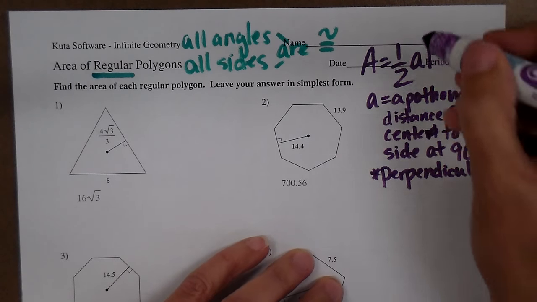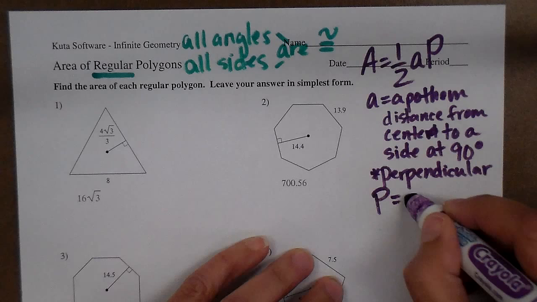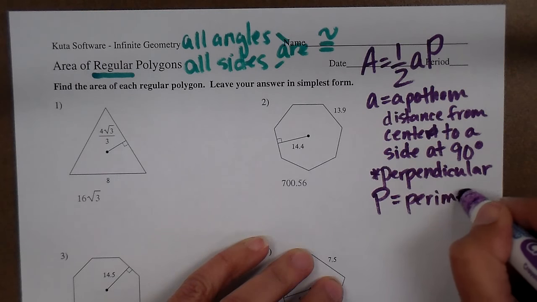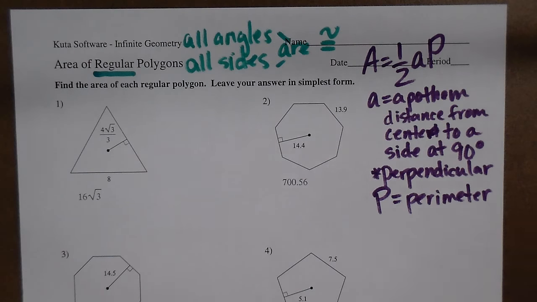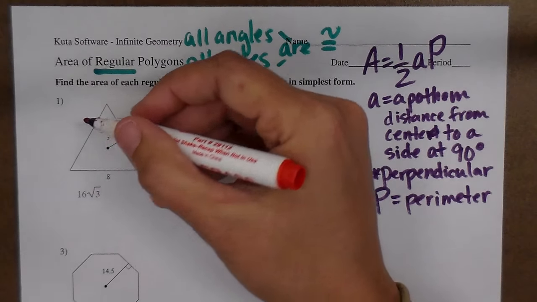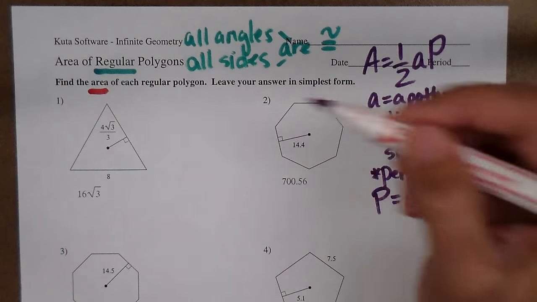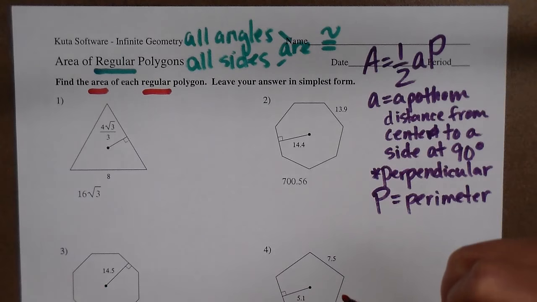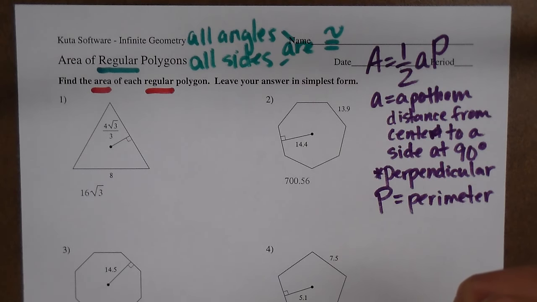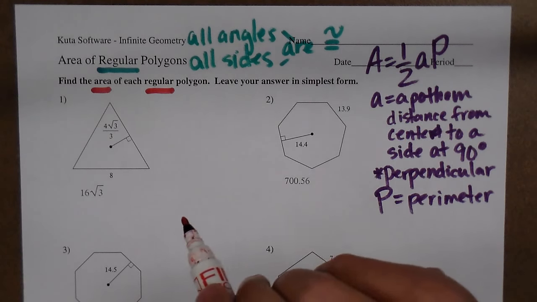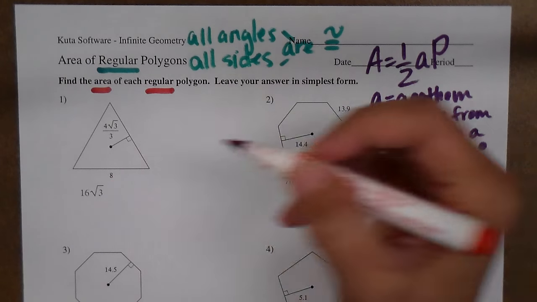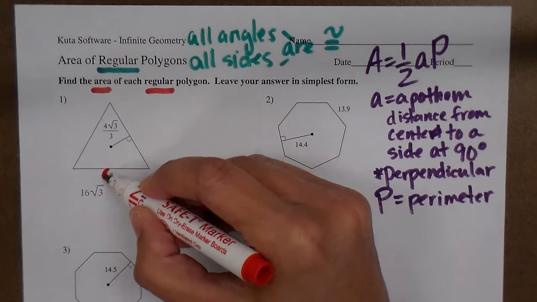The capital P is just the perimeter of the polygon. And if it's a regular polygon, you'll know what the perimeter is by just knowing one side, right? Okay, so let's look at number 1, because that's the first one. Number 1, it says find the area of each regular polygon. So right there, it's telling you they're all regular, which means all sides are congruent and all angles congruent.